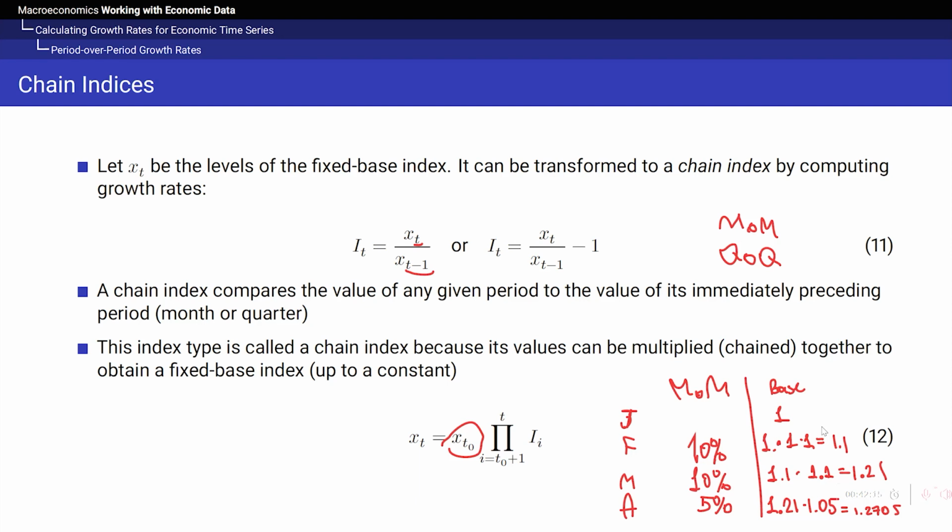When we have the base index, we can always calculate growth rates, and having the growth rates, we can restore the dynamics of the fixed base index, only up to the normalizing constant. So the value in January could be actually any value, 1, 100, 300, it doesn't matter.